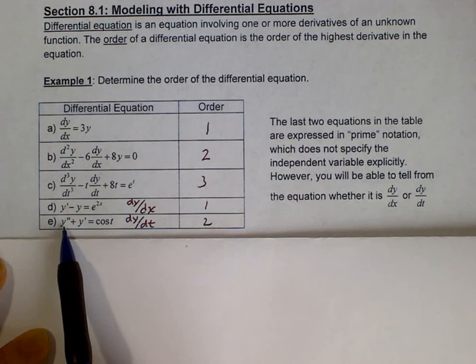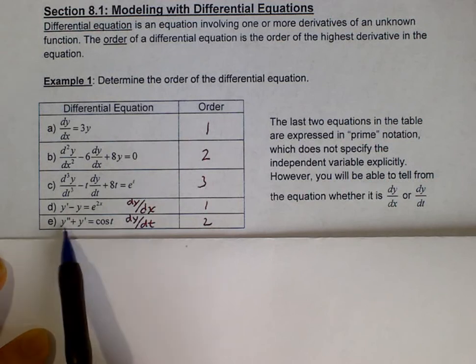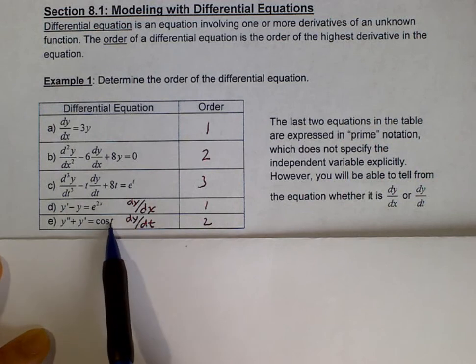For this one, you have y double prime plus y prime is equal to cosine of t. Since they have a second derivative, the order would be 2. And the way that you can write it using the other notation is dy/dt, since t is on the right hand side.